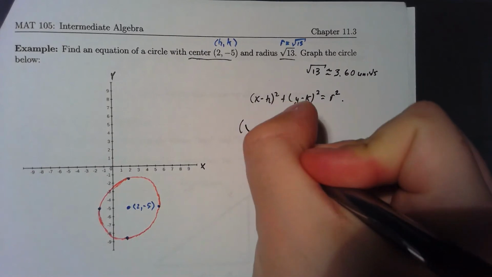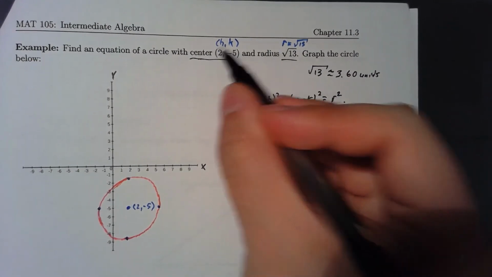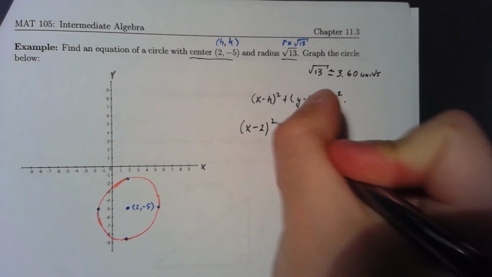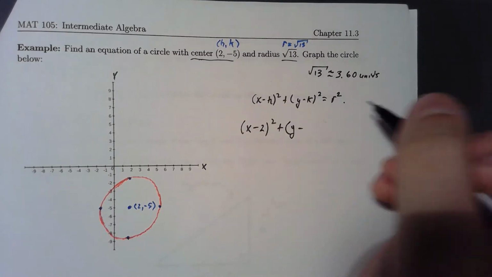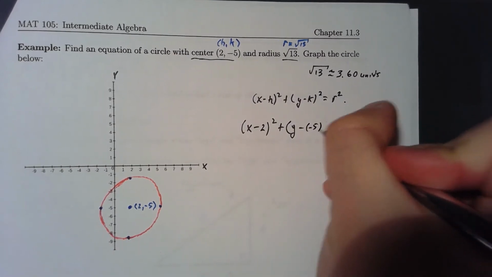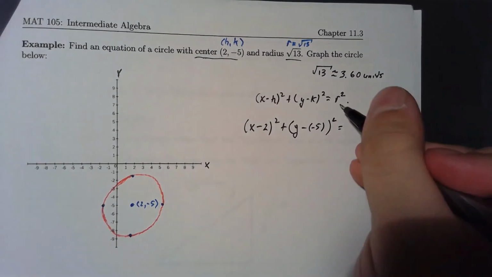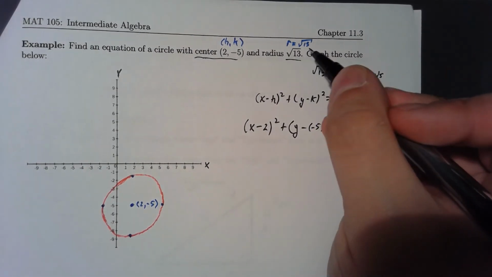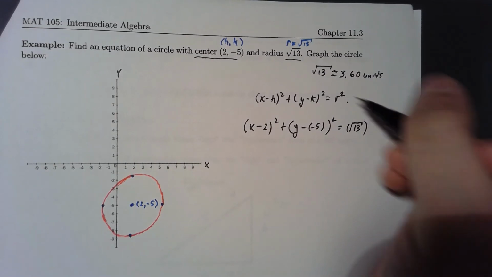So I have x minus h. What is h? 2. Quantity squared. Plus y minus, what is k? Negative 5. So I'm going to have minus negative 5. I have a double negative there as well. And that quantity is squared. And that equals the radius squared. Well, my radius is the square root of 13. And that is going to be squared.